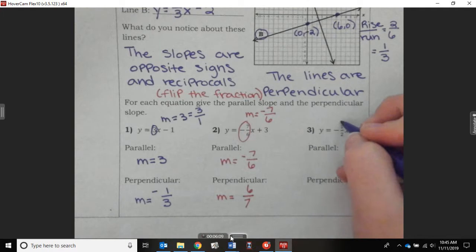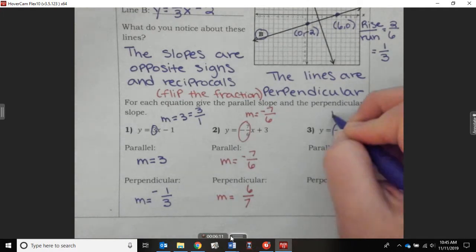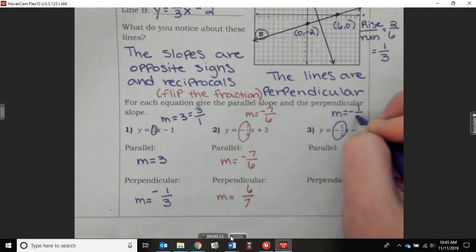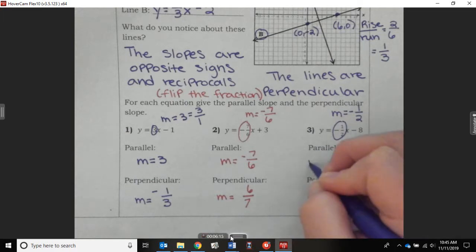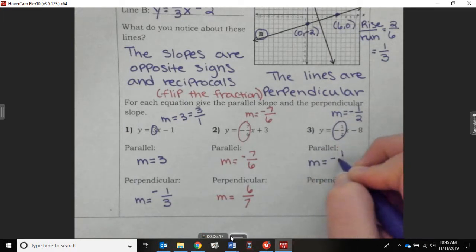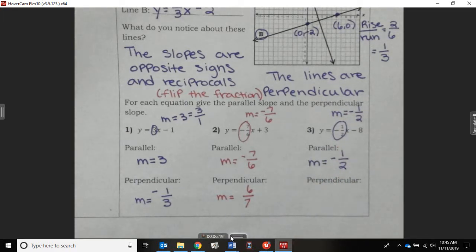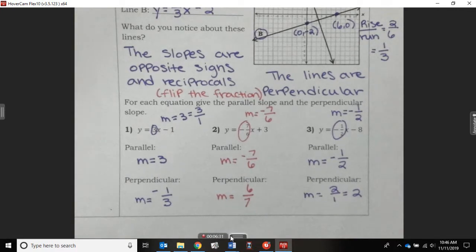Number 3, my slope is negative 1/2. So for my parallel slope, it's going to be exactly the same, negative 1/2. But my perpendicular slope is going to be flipped upside down. So it's going to be 2 over 1, which is the same thing as 2. And it was negative to start, so to flip the sign, it becomes positive.